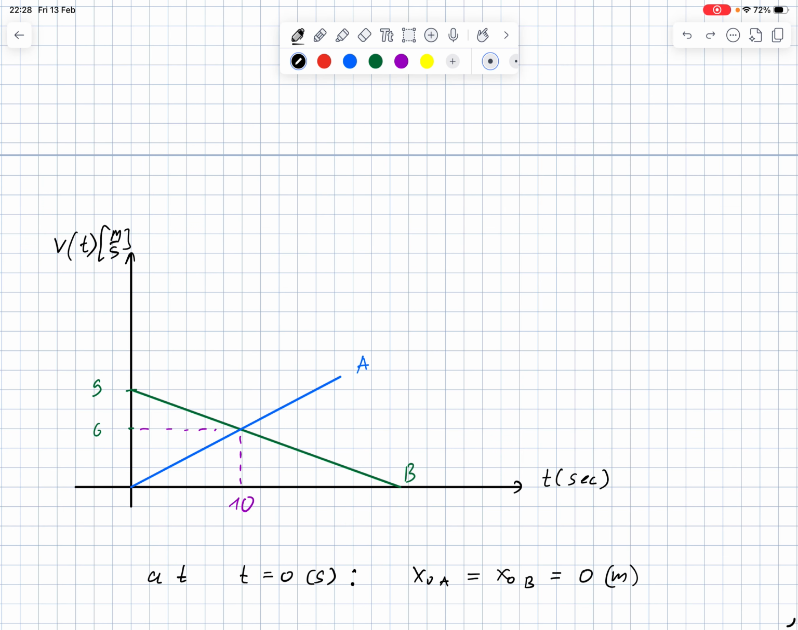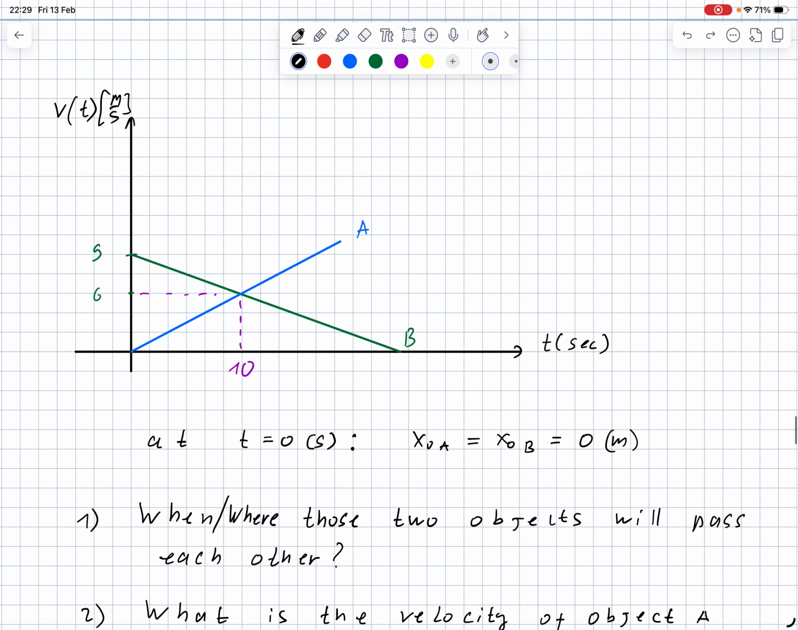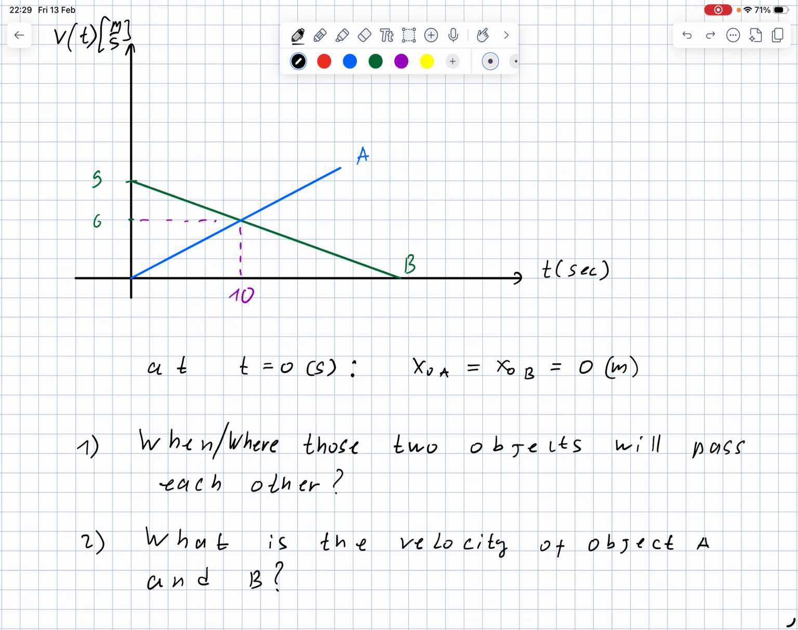Okay, so let's see. Also, we're given that at time t equals 0 seconds, both objects are at the same position of 0 meters. Okay, first question: when and where will those two objects pass each other? The second question: what is the velocity of objects A and B when they actually pass each other?